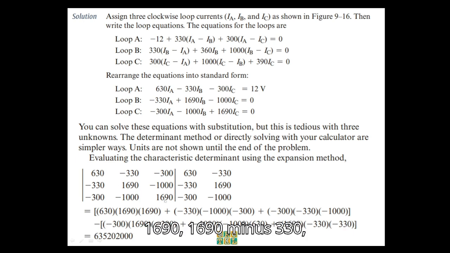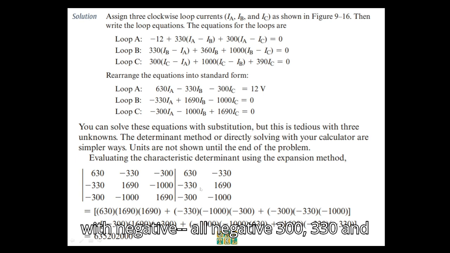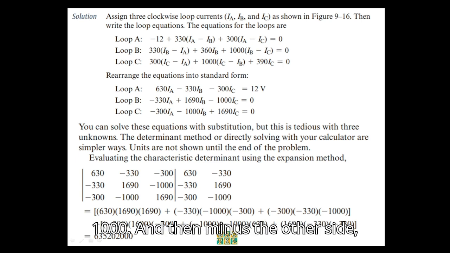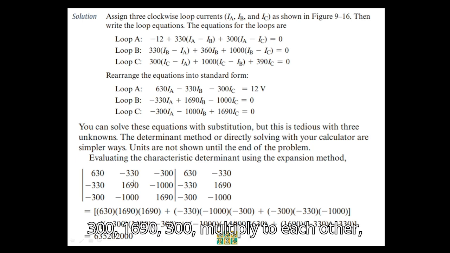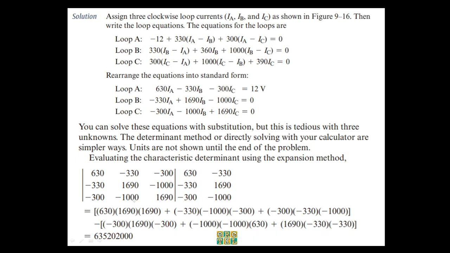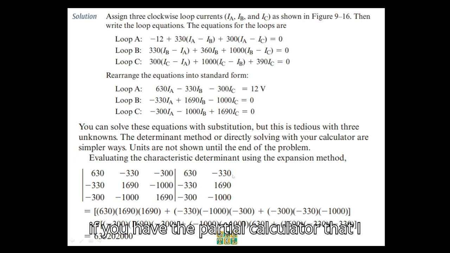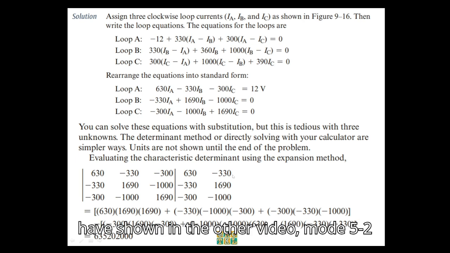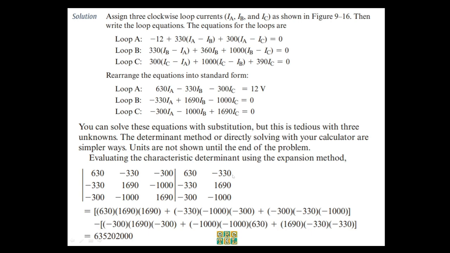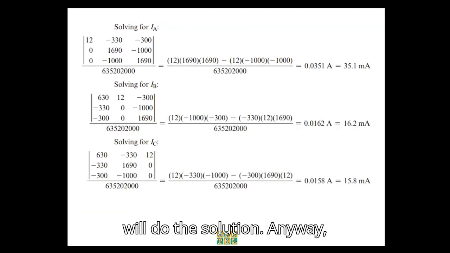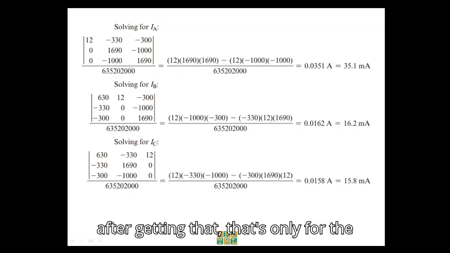But to be able to do that, you have to do cross multiplication. 630 multiply with 1690, minus 330 multiply with negative 1000, multiply with negative 300, plus 300 multiply with all negative 300, 330, 1000. And then minus the other side, 300, 1690, 300 multiply to each other, the 1000, 1000, 630, plus the 1690, 330, 330. It's so hard to do. But if you have the Casio calculator that I have shown in the other video, mode 5.2 will do the solution. Anyway, after getting that, that's only for the denominator.